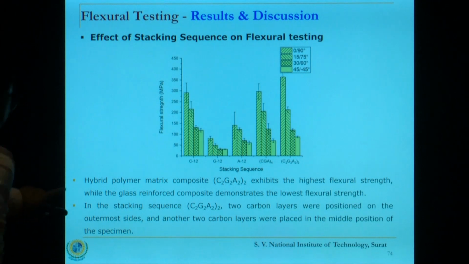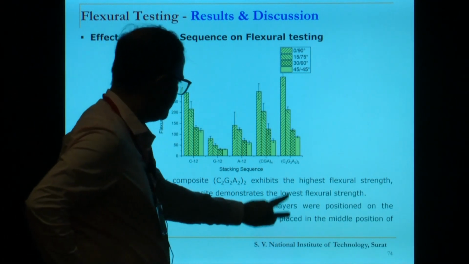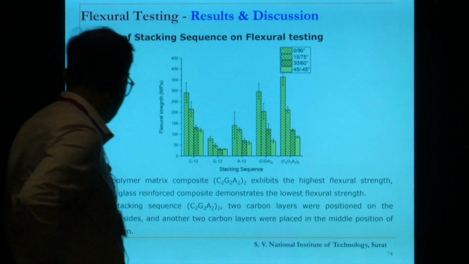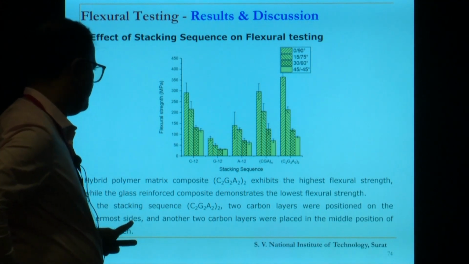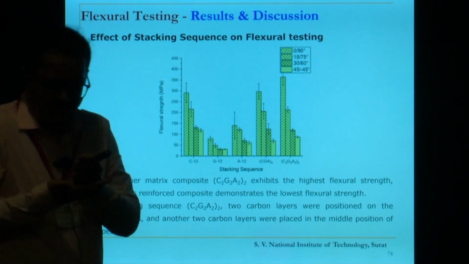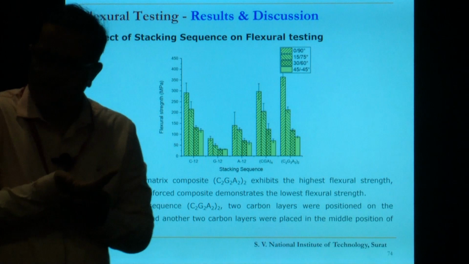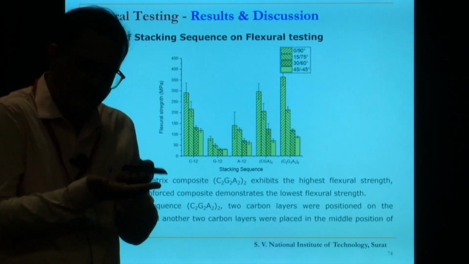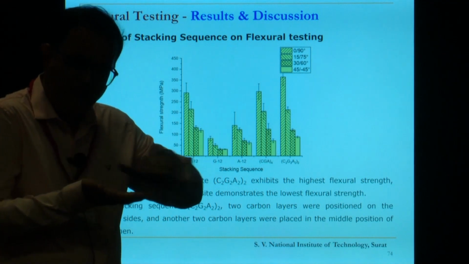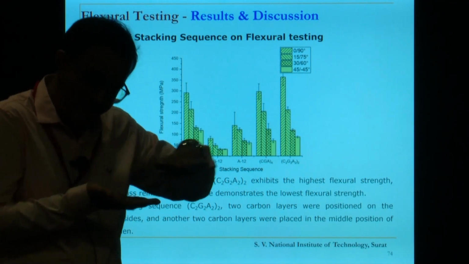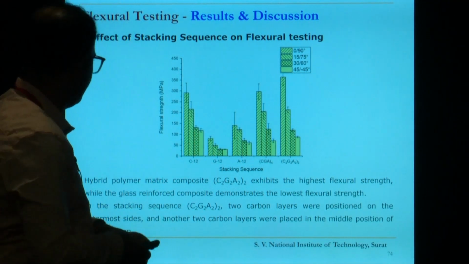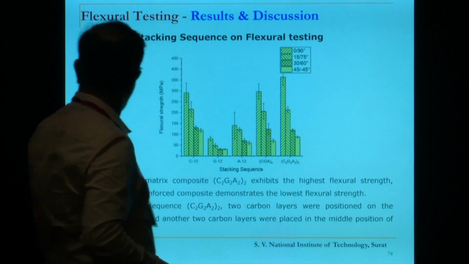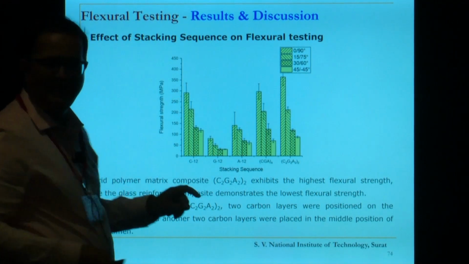So in this particular case, the carbon layers were positioned on the outermost side. When we went for bending, the carbon was at the outermost side, then carbon, glass, aramide, and then again two carbon layers came. They remained at the center, right. If you see the stacking sequence, how is it? C2, A2, can I write on this or not?